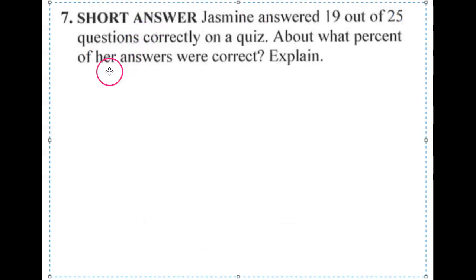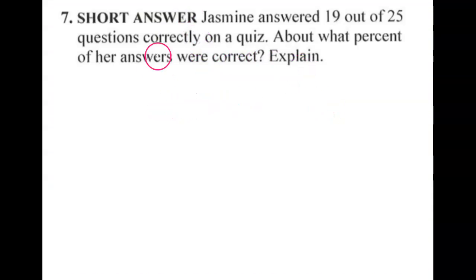All right, guys. So number 7 says Jasmine answered 19 out of 25 questions correctly on a quiz. About what percent of her answers were incorrect? Or I'm sorry, were correct. So we're going to say 19 out of 25, right? That's just the same as 19 over 25.